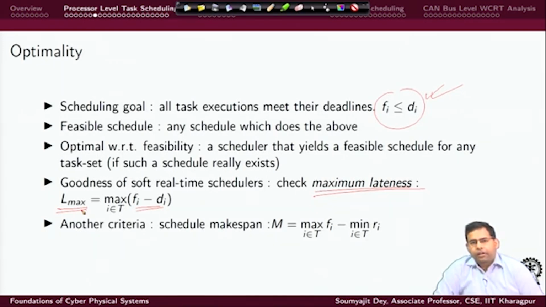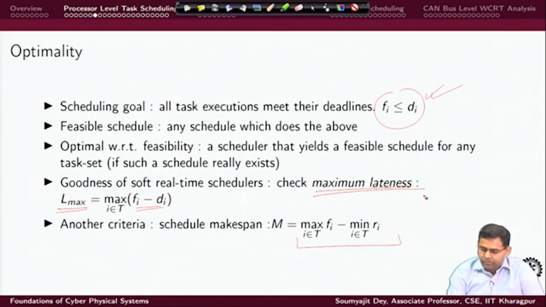There is another criterion that we call schedule make span. I can also check a scheduling algorithm's optimality, just like we defined it with respect to feasibility, with respect to lateness. That means no other scheduling algorithm can give me a schedule which has a smaller max lateness value. But if I am talking about it with respect to time, then the criterion really would be make span.